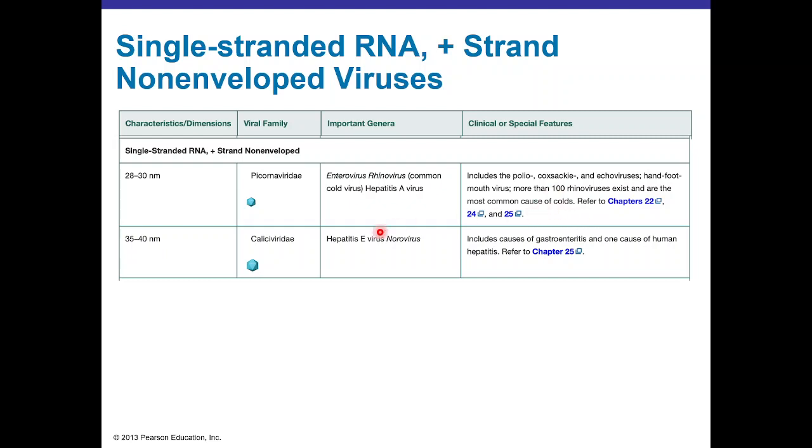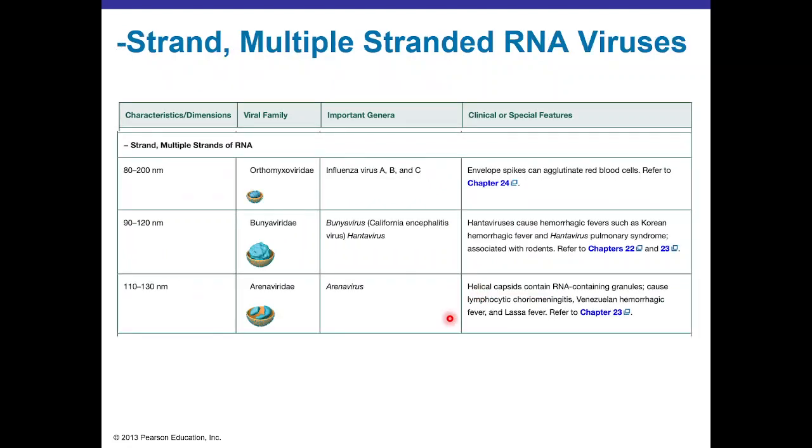And then for the Caliciviridae family, we have hepatitis E and noroviruses. They are both involved in cases of gastroenteritis, but of course, hepatitis E infects the liver, causing hepatitis. Now, negative strand, multiple stranded RNA viruses: we have the Orthomyxoviridae family, Bunyaviridae, and Arenaviridae.